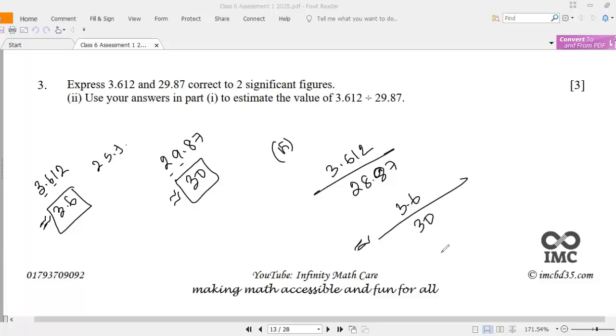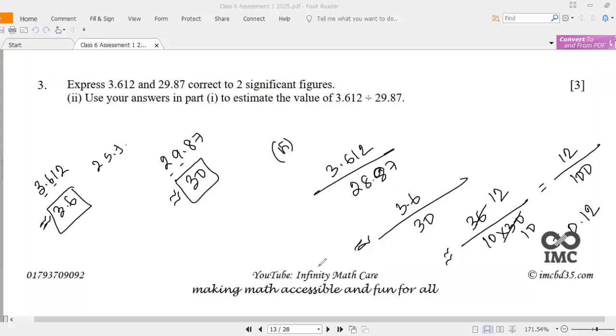Now, 3.6 divided by 30 can be written as 36 over 10 times 30. So convert the denominator to 100. We can divide 30 and 36 both by 3. 3 12s are 36, 3 10s are 30. Or we can write 12 divided by 10 times 10, which is 100. And the final answer will be 0.12. And that is the solution of this problem.